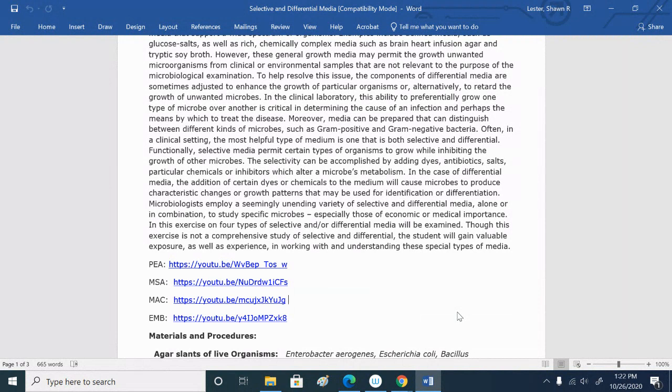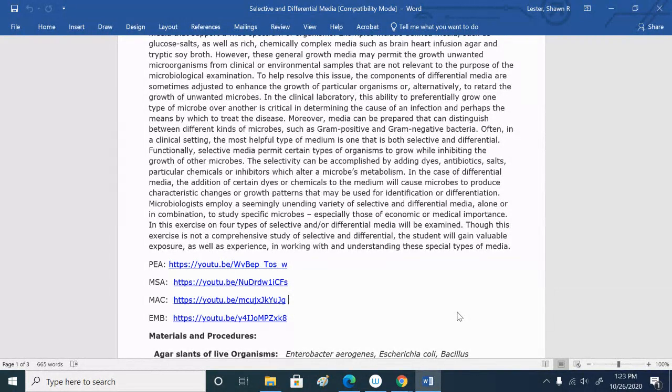And then mannitol is a sugar alcohol, so it is a carbohydrate that can be fermented. And so we're looking for mannitol fermentation. And a general end product of fermentation is acid. It's very easy to test for acid in lab, right? We just need a pH indicator. And in the MSA plate, that pH indicator is phenol red.